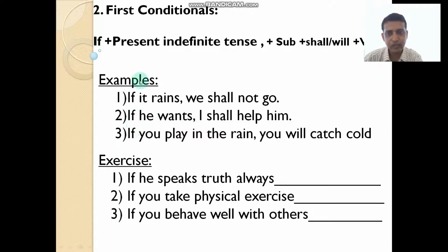Okay, the first if clause is in the present indefinite tense, and the main clause is in the future indefinite tense. If you play in the rain, you will catch cold.